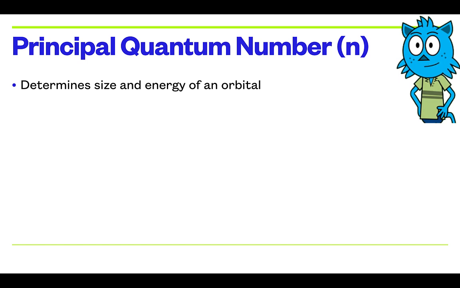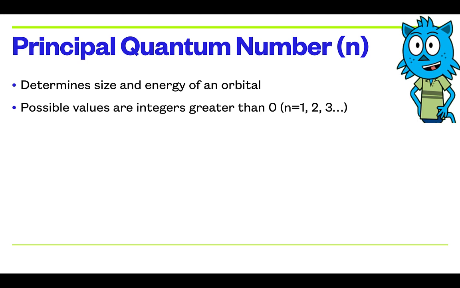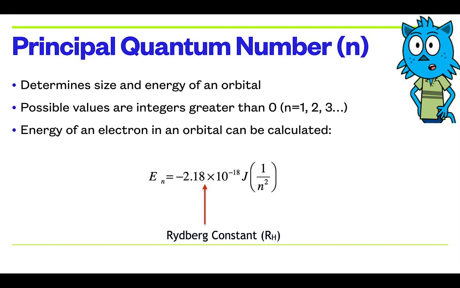So that principal quantum number, n, is one of the most important quantum numbers because it determines both the size of the orbital and the energy of the orbital. It has certain allowable values, but it has a fairly wide range. It can be any integer greater than 0. So n can have a value of 1, 2, 3, 4, 5, 6, 7, etc., all the way up to infinity. As the value of n goes up, the energy of an electron in those orbitals goes up, and we can calculate the energy of an electron in one of those orbitals using something called the Rydberg equation.